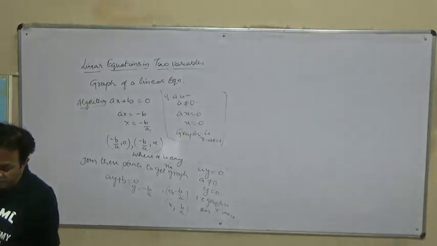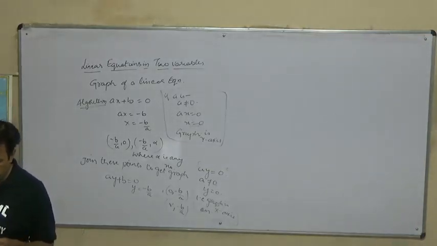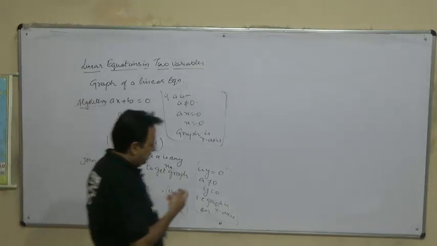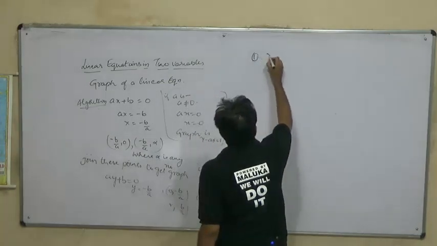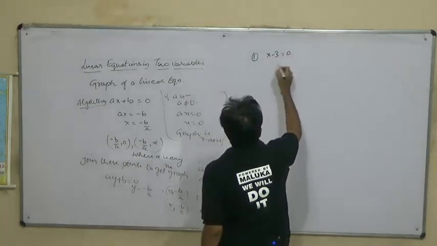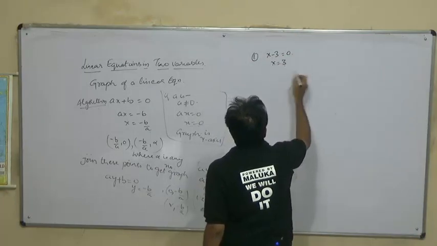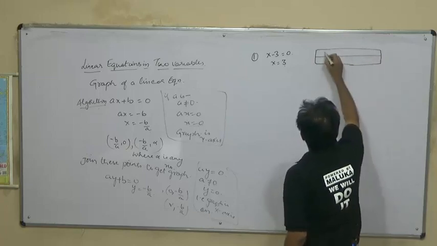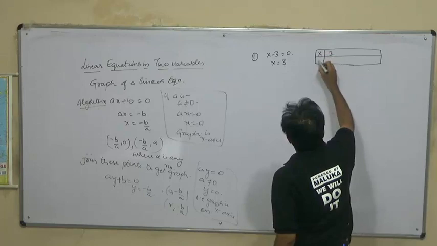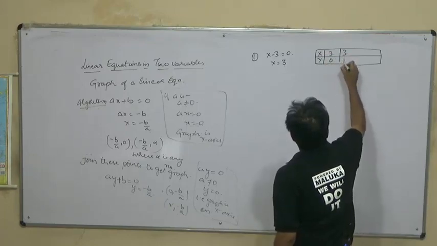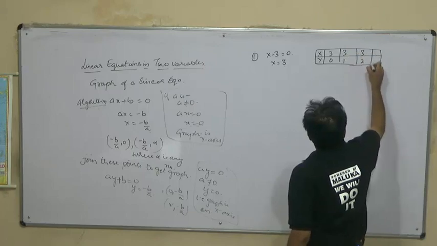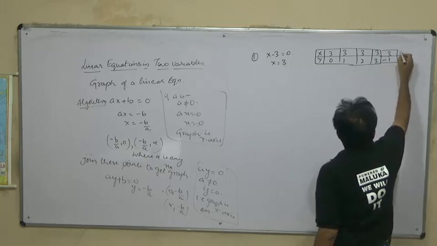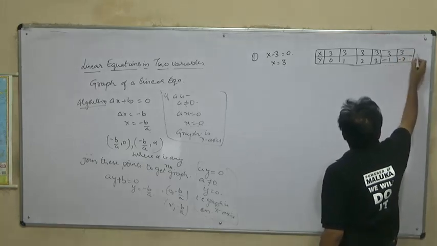Now we will draw the graph for the first equation, that is x minus 3 is equal to 0. So x is equal to 3. What will be our points? The value of x will remain 3, other values may change. So x is equal to 3, and y may be 0, 1, 2, 3, or it may be minus 1, minus 2. Now we plot these points on the graph.